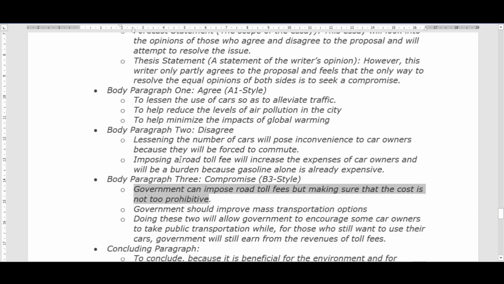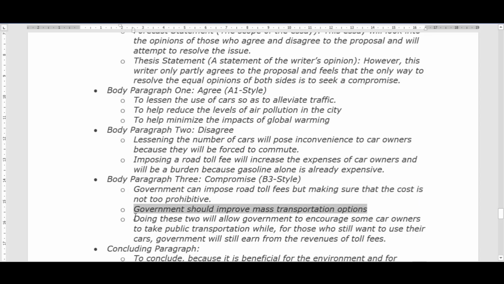The road toll fee will not increase the expenses of car owners too much, but at the same time, it will help all of these. It will alleviate traffic, reduce air pollution levels. Another possible compromise is for the government to improve mass transportation options so that car owners will actually be encouraged to use mass transportation options occasionally instead of using the car all the time.